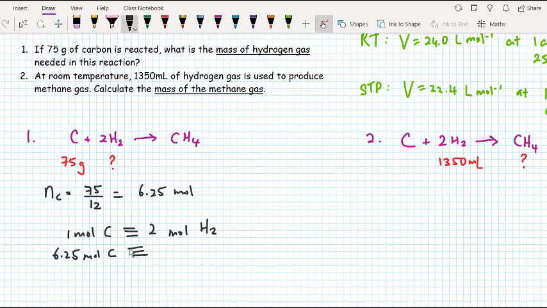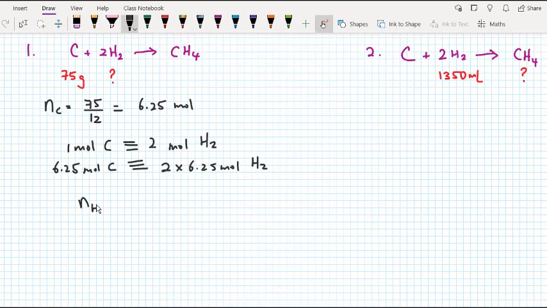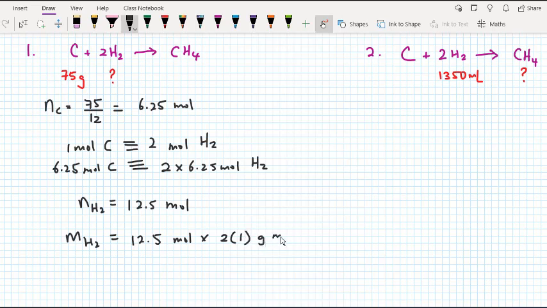From here, we can do a simple cross multiplication. So 2 times 6.25 divided by 1. So 2 times 6.25 mole of hydrogen gas. Therefore, the number of moles of hydrogen gas equals 12.5 mole. In order to get the mass of our hydrogen gas according to the question, we use the moles that we obtained, 12.5 mole, times the molar mass of hydrogen gas. The molecular formula is H2, so the molar mass of our hydrogen gas is 2 times 1 gram per mole. Therefore, the mass of hydrogen gas obtained equals 25 gram.